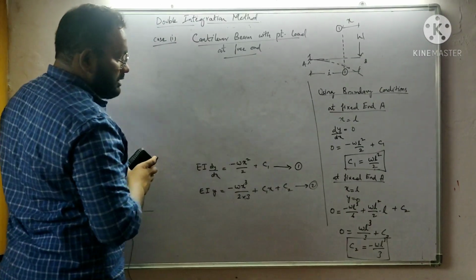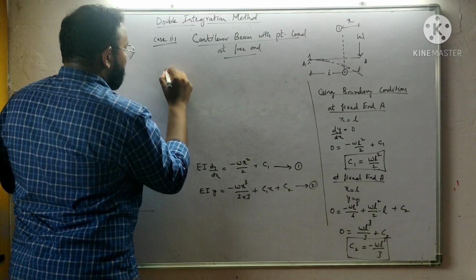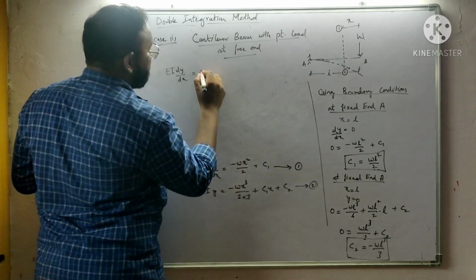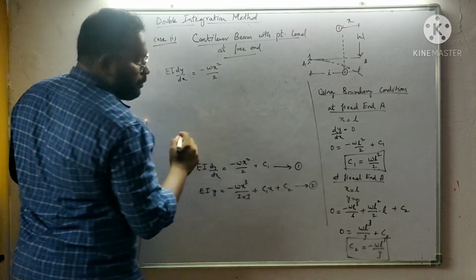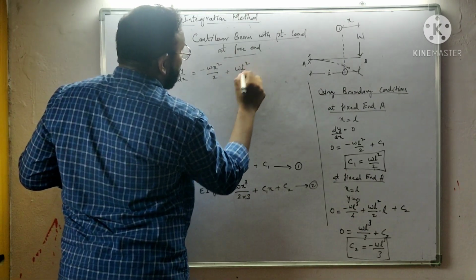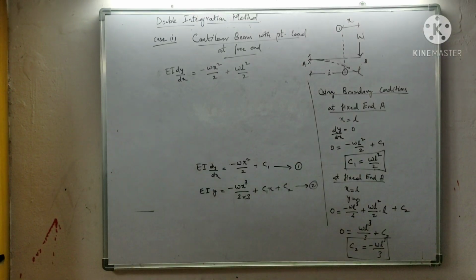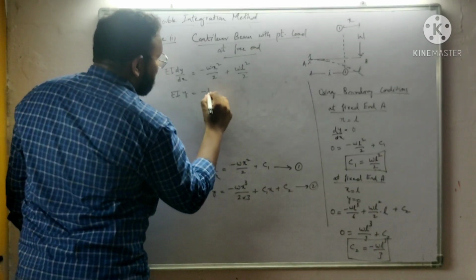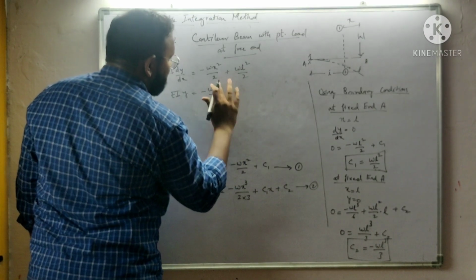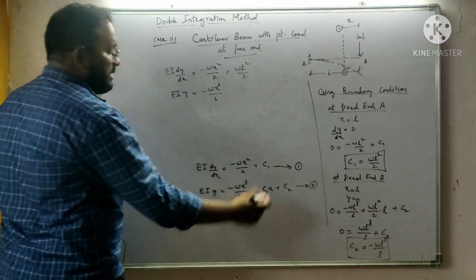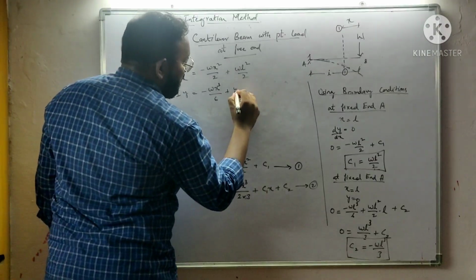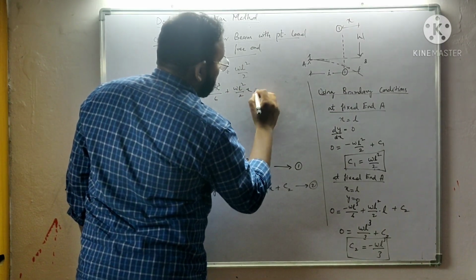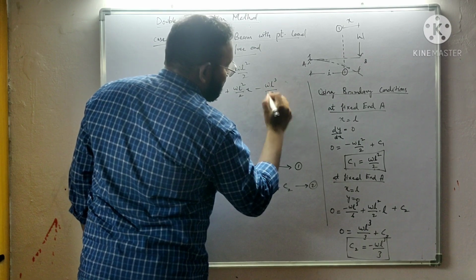The final equations you will get are EI dy by dx is equal to minus wx square by 2 plus WL square by 2. So I am substituting the value of C1 in equation number 1, and similarly EIy will be minus wx cube by 6 plus C1, which is WL square by 2, into x, plus minus WL cube by 3.